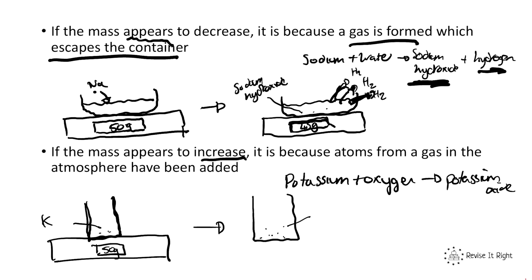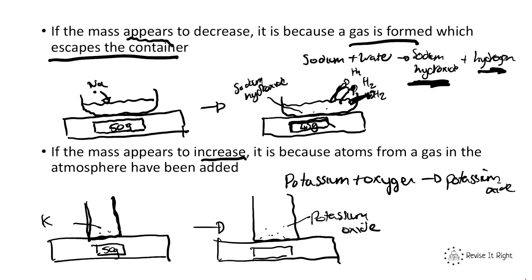in the beaker is now potassium oxide. However, what's going to happen is the scales are going to show that the mass has gone up. Now we haven't created mass here, we haven't created atoms, but it is because the oxygen from the air has bonded with the potassium in the beaker to produce potassium oxide. So now this container contains both potassium and oxygen together as potassium oxide, so the scale has gone up. We've not created the atoms, but the atoms have come from the atmosphere.